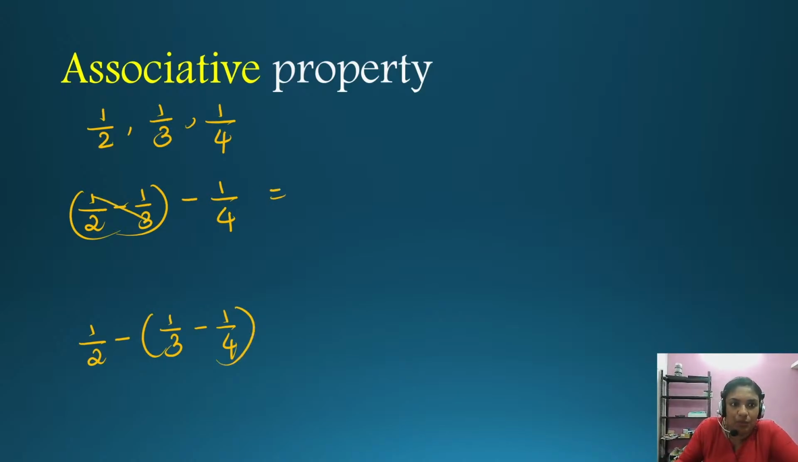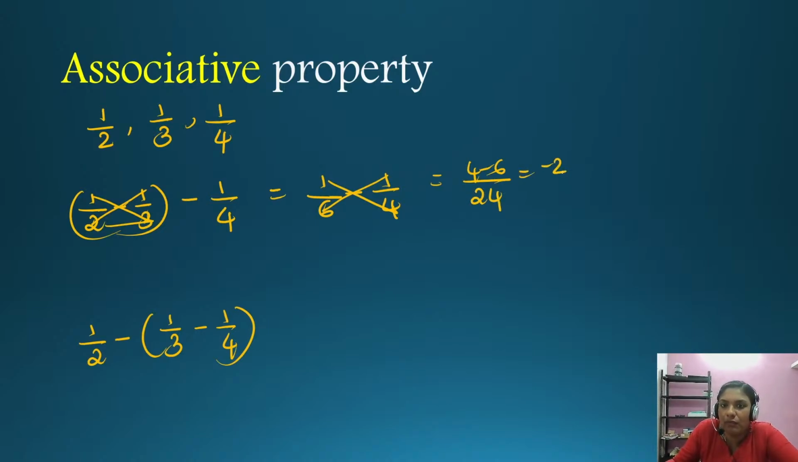Let's see this one. 1 into 3, 3, minus 1 into 2, 2. So what will be the answer? 3 minus 2, 1. 1 by 2 threes are 6, minus 1 by 4. Here as well 1 into 4, 4, minus 1 into 6. So that will be 4 minus 6 by 6 fours are 24. That will be negative 2 by 24, which is equal to negative 1 by 12.